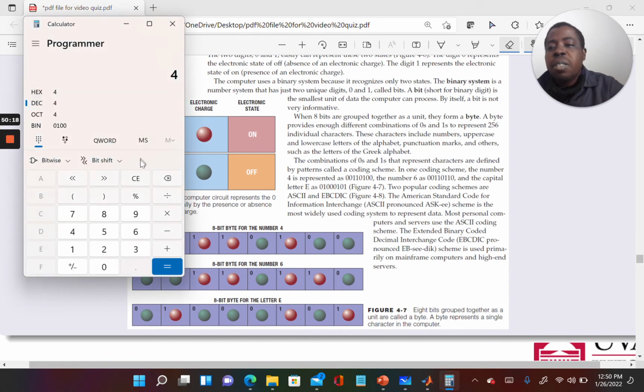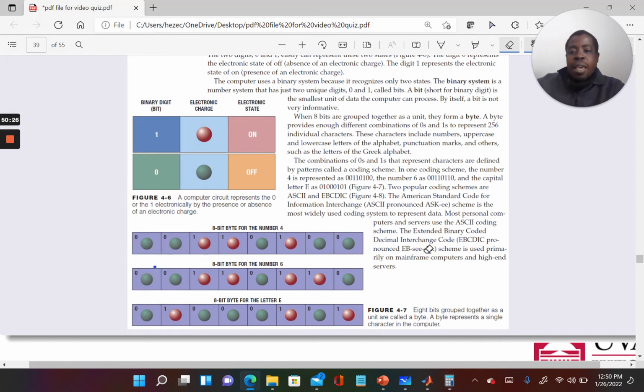I made a mistake there. Oh, I see what happened. Here, I think, the 8-bit byte for the number 4. Oh yeah, so for the original number 4, they just added more digits to make it 8. Okay, but generally, if you want to represent the binary form of a number manually, you have to do it the way I taught you in class.